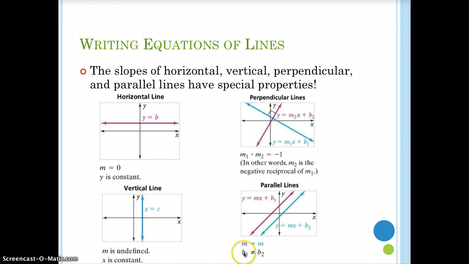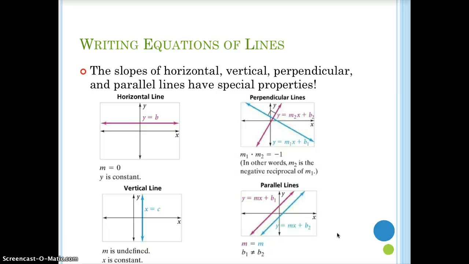Also notice this notation down here, they say that b1 cannot equal b2. Here they're referring to their y-intercepts. The reason why they say this is because if they shared a slope and they shared a y-intercept, we really would be talking about the same line. And so in order to find two parallel lines that are different, we have to make sure that they share a slope, but that they do not share a y-intercept. Because again, if they shared a y-intercept, we would be talking about the same line, not two distinct parallel lines.